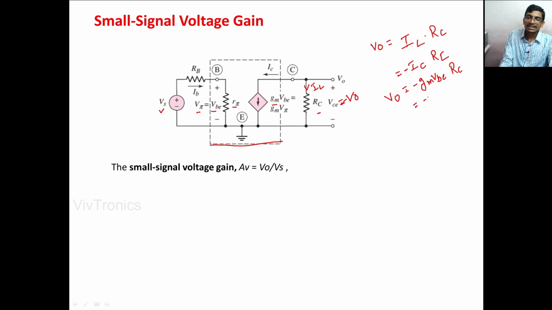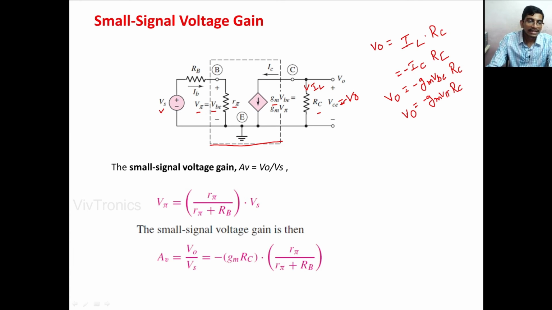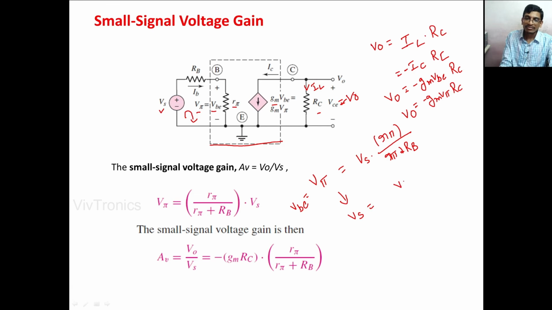Here gm VBE can also be written as gm V pi into RC. And what is V pi here? V pi is the voltage across the resistance R pi. When we apply the voltage division rule in this loop, we get the voltage across the resistance R pi divided by the total resistance in this loop, R pi plus RB. That is the value of V pi. So from this equation we can write Vs is equal to V pi divided by R pi divided by R pi plus RB. That is the value of Vs.